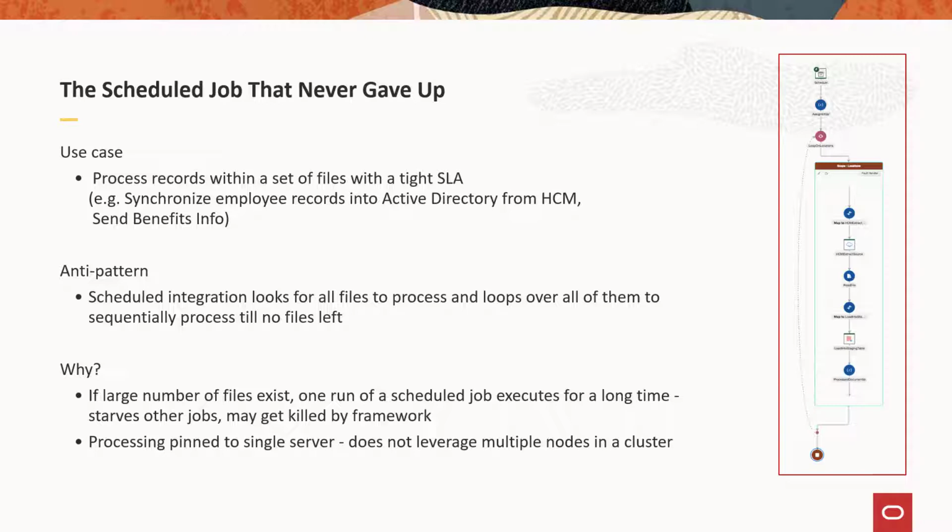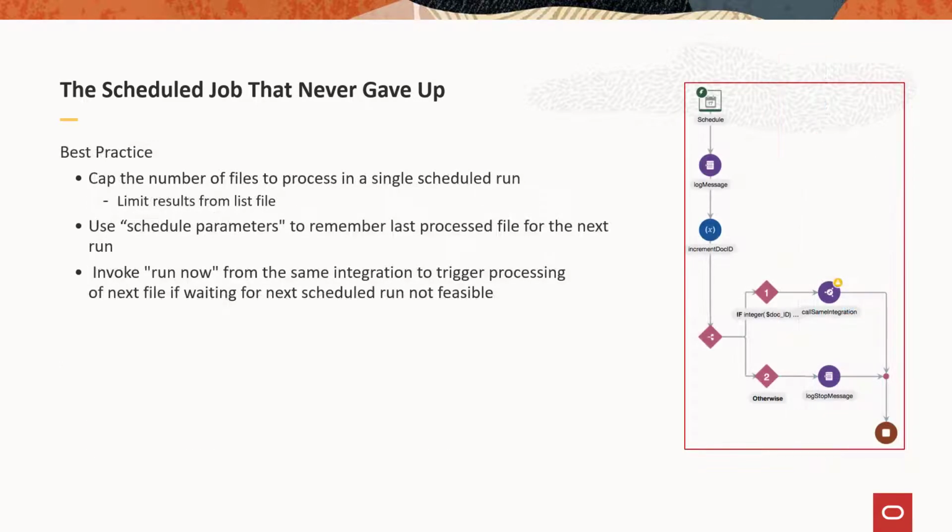Effectively, we're starving other jobs, which is always a mean thing to do. The other thing is that the processing gets pinned to a single resource within OIC. So we have multiple resources in an OIC instance, but if you just try and do all the work in a single integration in a single loop, they will all execute on that same resource. So what's the solution to avoid this?